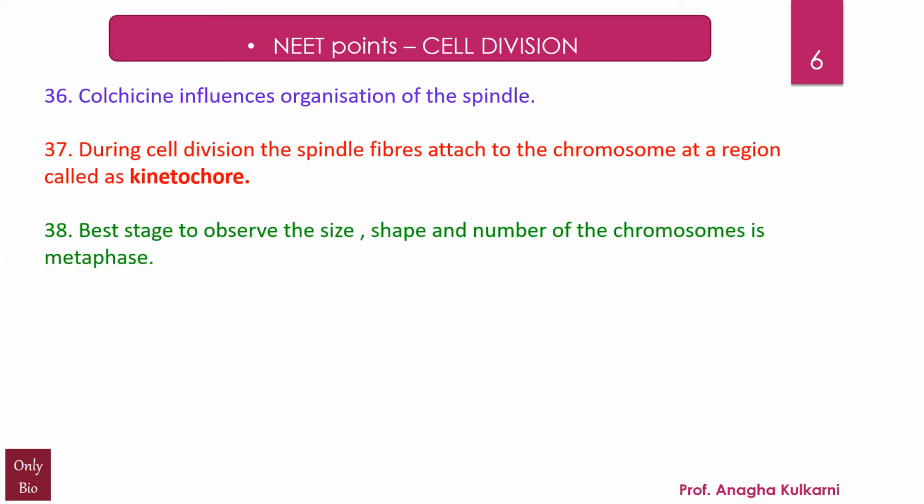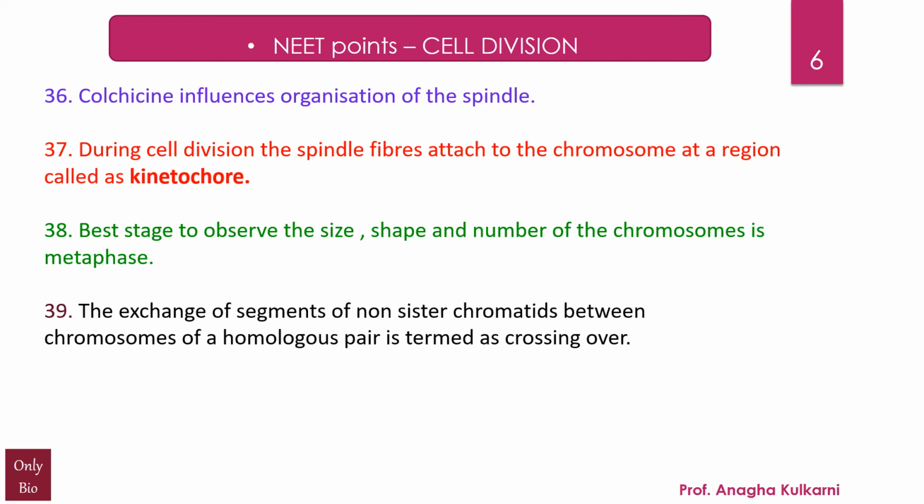Next, the best stage to observe the size, shape and number of the chromosomes is metaphase. Next, the exchange of segments of non-sister chromatids between chromosomes of a homologous pair is termed crossing over. And I hope you remember that crossing over occurs in the pachytene stage of prophase 1 of meiosis. Point number 40, the term meiosis was coined by Farmer.